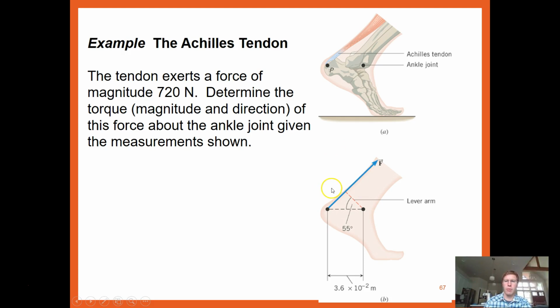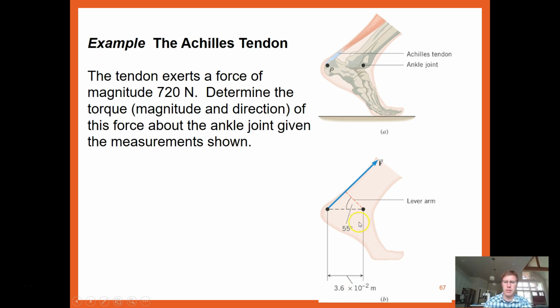All right, so let's do a quick example problem here. I want you to figure out for me what the torque is that's generated by the Achilles tendon on the ankle. So here's our ankle joint here. Here's the Achilles tendon attached at point P. Doctors and medical students have quantified that the approximate average distance from the ankle joint to point P, where the Achilles tendon attaches, is 3.6 times 10 to the negative 2nd power meters, 3.6 centimeters approximately.